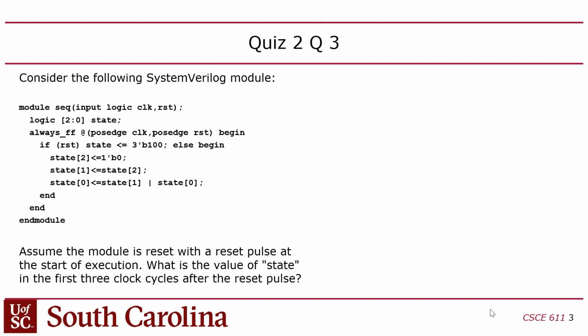Right? And then in every cycle after that, until you have another reset, state 2 and 1 will both be 0. Does that make sense? Because you're hard coding, state 2 will always get a 0, and state 1 will get the old version of state 2. Right? And then state 0 is state 1 or state 0.